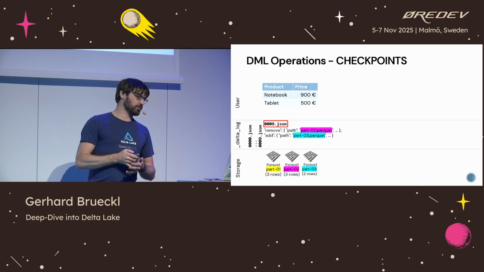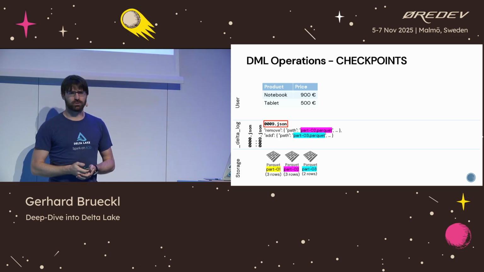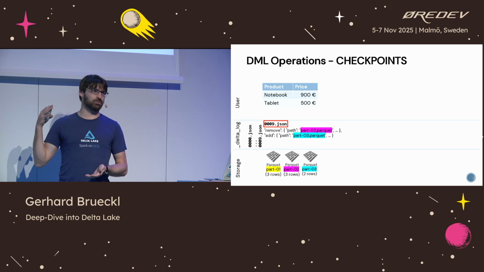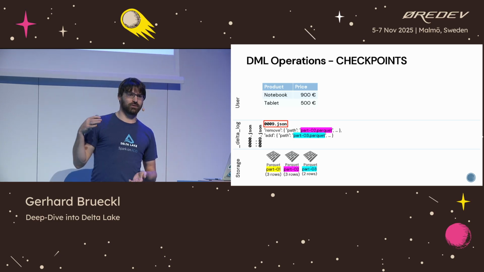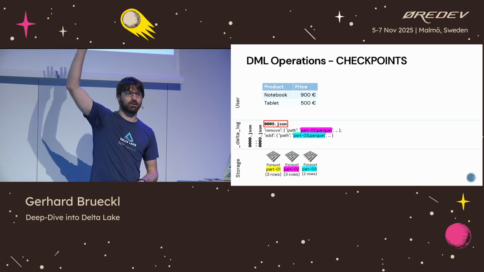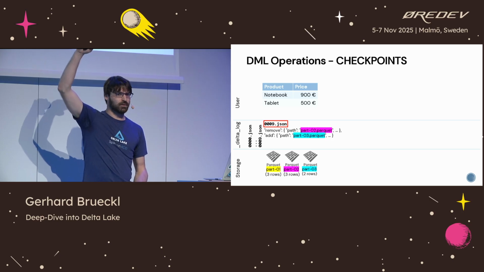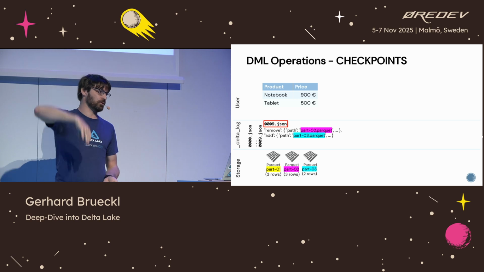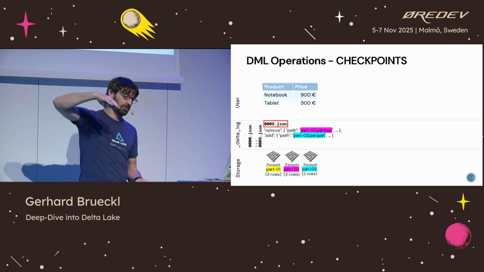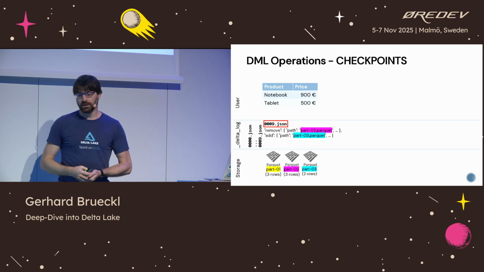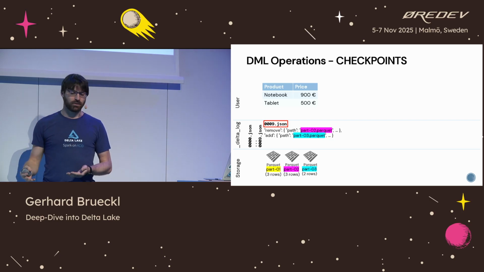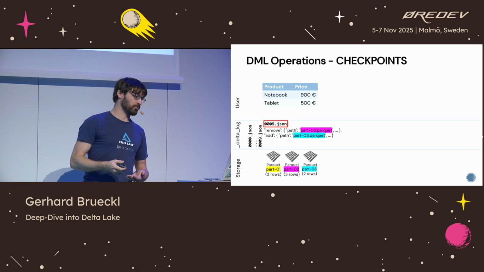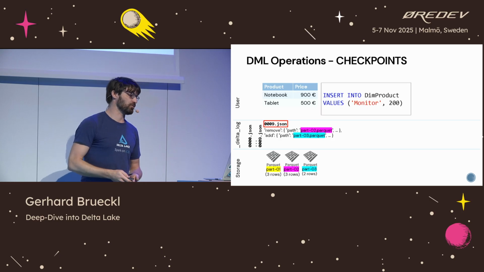So checkpoints. Another very important concept of Delta Lake. Imagine you have a Delta Lake table and you have a lot of transactions on it, and you basically pile up a lot of those transactional JSON files. At some point, again, you would run into a small file problem because it has to list all the JSON files, it has to read them, and it's a very lengthy operation. So what Delta Lake does by default, after 10 transactions, is create a so-called checkpoint file.